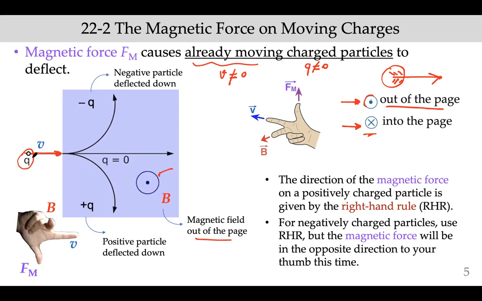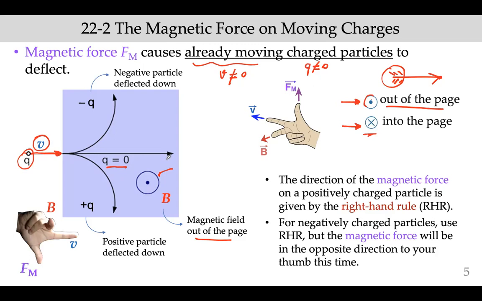Now, what happens if you send a charged particle with some initial velocity? Well, it will be deflected. First of all, if it's not charged, if the charge is zero, it will just go through straight. The magnetic field will not affect it. But if it's charged, positively or negatively, then it will deflect.